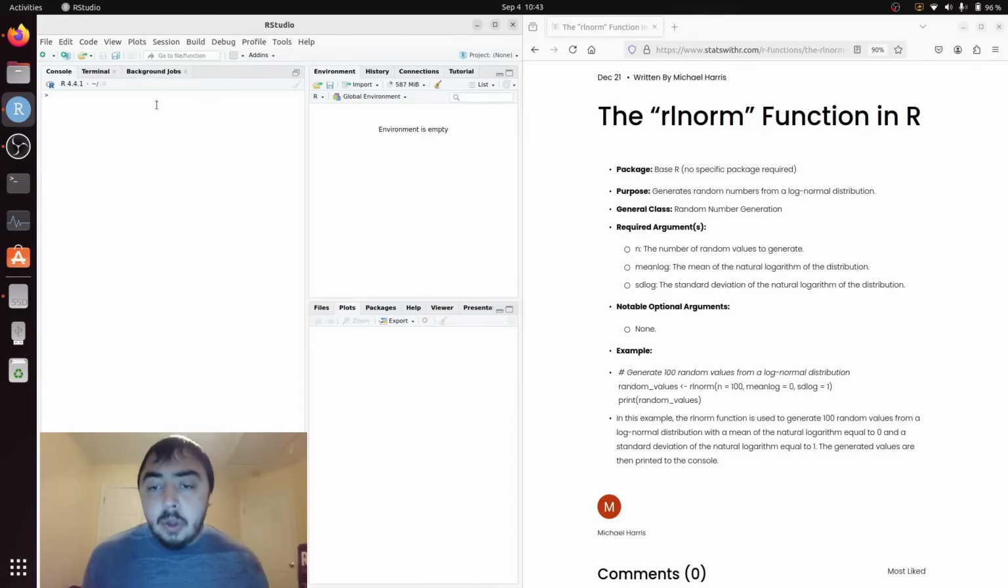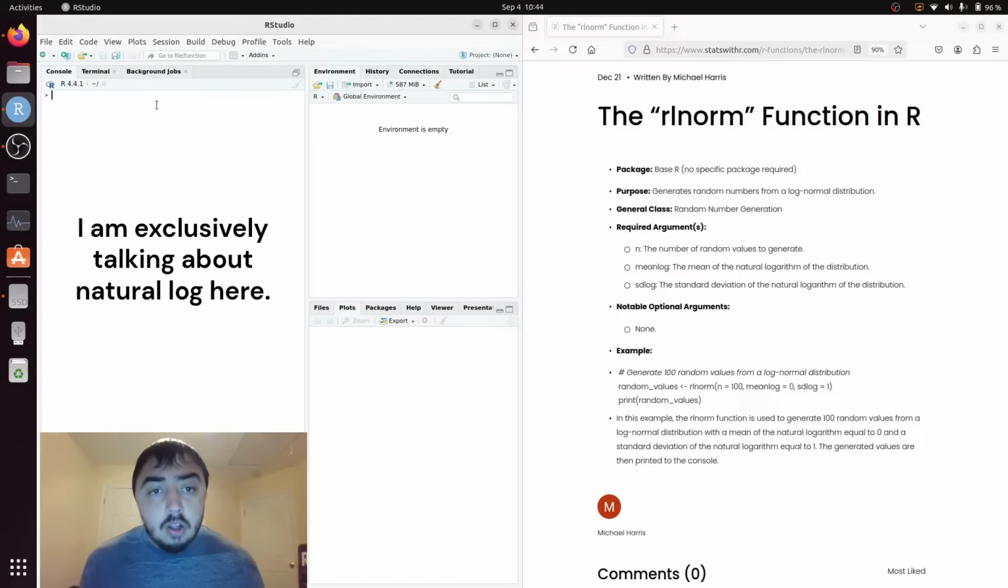So this one's a little bit weird. The mean log and SD log are not the mean and standard deviation of the distribution we're generating, but rather the log mean and log standard deviation of the distribution we're generating. And I'll tell you what that means.